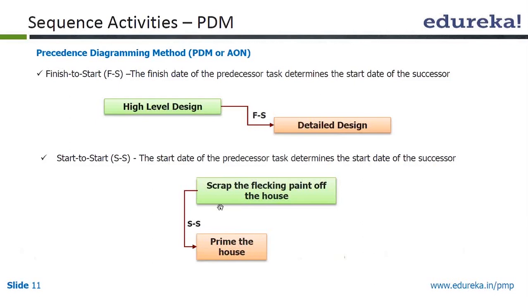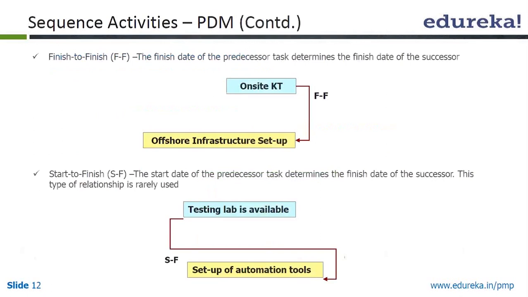The example is scraping the flaking paint of the house. I can give you one more example. Let's say leveling the concrete, which is the successor, cannot begin until pouring the foundation, which is the predecessor, begins. And you cannot begin priming the house unless and until you scrape the flaking paint of the house. That's the start to start relationship. Going to the next, the finish to finish relationship: the finish date of the predecessor task determines the finish date of the successor. You cannot finish offshore infrastructure setup unless and until you finish on-site KT, or knowledge transfer.